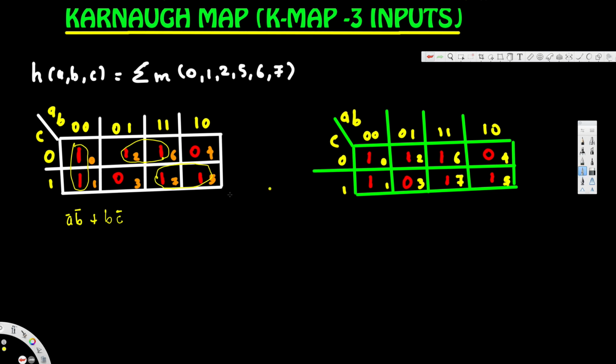And let's look at the next one. Here we have A, 1, 1. A is not changing, so we can put A. And B is changing, 1, 0, B is changing. C is not changing, so we can put C. So this is one of the possible way. Now let's look at another possible way to do this one.